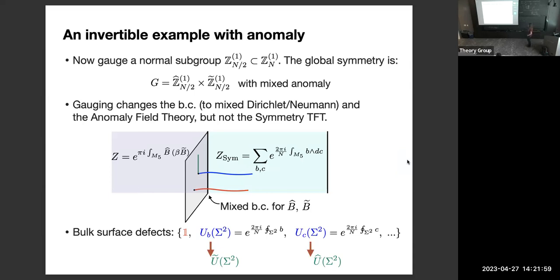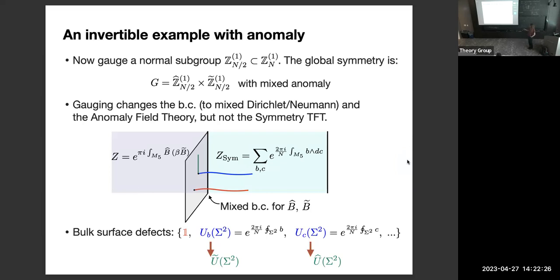So gauging this normal subgroup changes the boundary conditions. That changes the topological boundary conditions from Dirichlet boundary conditions to now mixed Dirichlet-Neumann boundary conditions for these two background gauge fields. And it changed the anomaly field theory. Obviously, now I have a theory with an anomaly, so I have this SPT hanging out. But it didn't change the symmetry TFT.